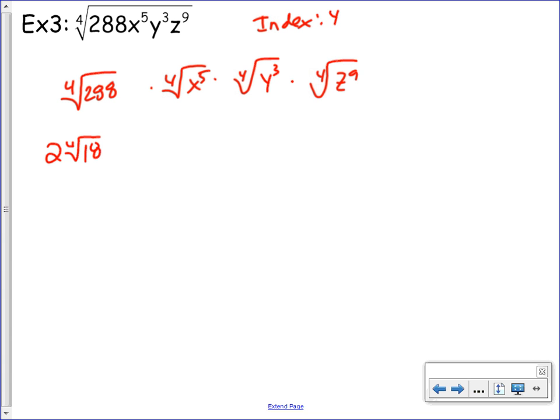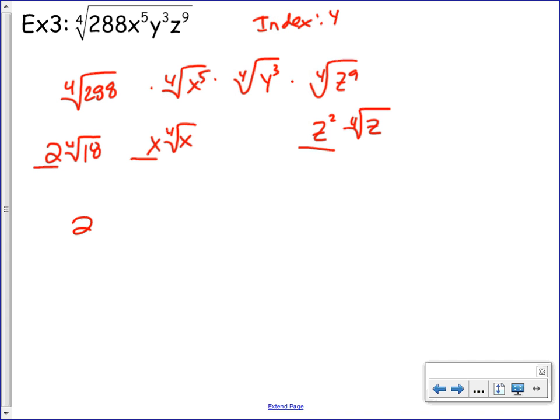How many times does 4 go into 5? Once, and there's 1 left over. So this would be x 4th root of x. That one doesn't work out. But how many times does 4 go into 9? Twice, so z squared 4th root of 1 z remaining. Everything on the outside can come together.